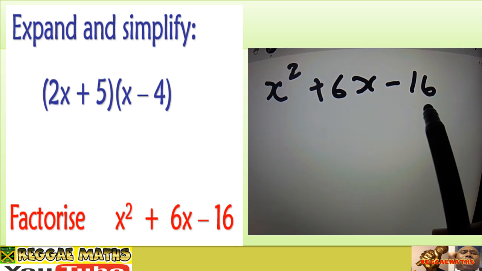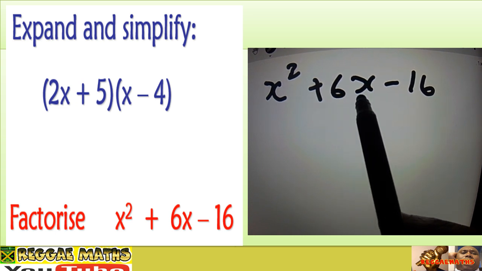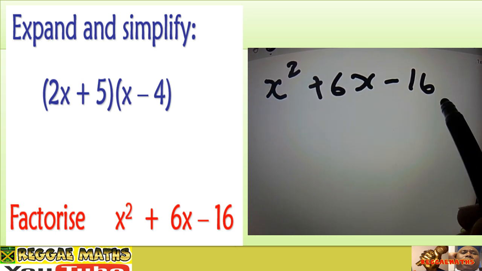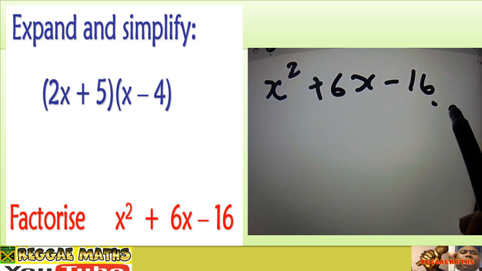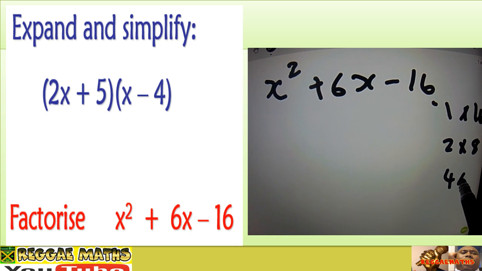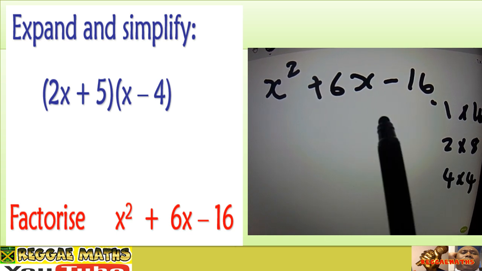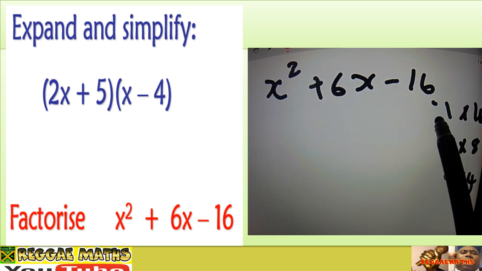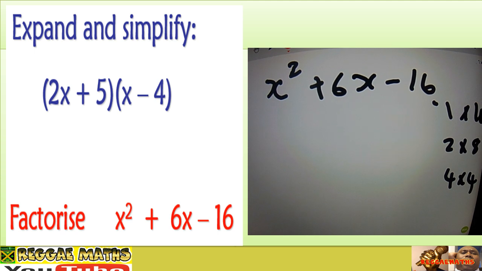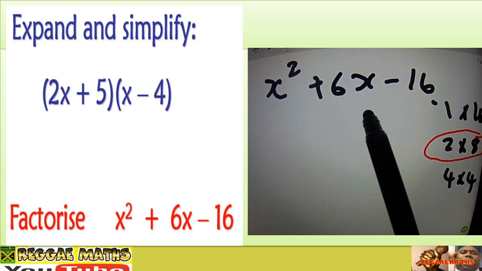And when we add or take away, we get 6x. So the two numbers here, and you can list the factors of 16. So you got 1 times 16, 2 times 8, 4 times 4. Okay, so if we identify here, 1 times 16, yep, that gives you 16, but we need to get 8. So the two numbers, 2 and 8, if I take away 2 from 8, I can get 6.